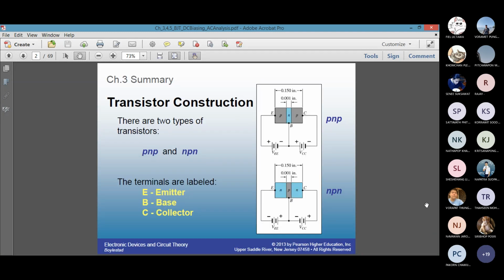We talked about the PN junction. For BJT, it's a 3-terminal device. So there are 2 junctions. You can either have PNP or NPN. The 3 names of the terminals are base, emitter, and collector. You can have a PNP BJT or an NPN. The symbols are different.